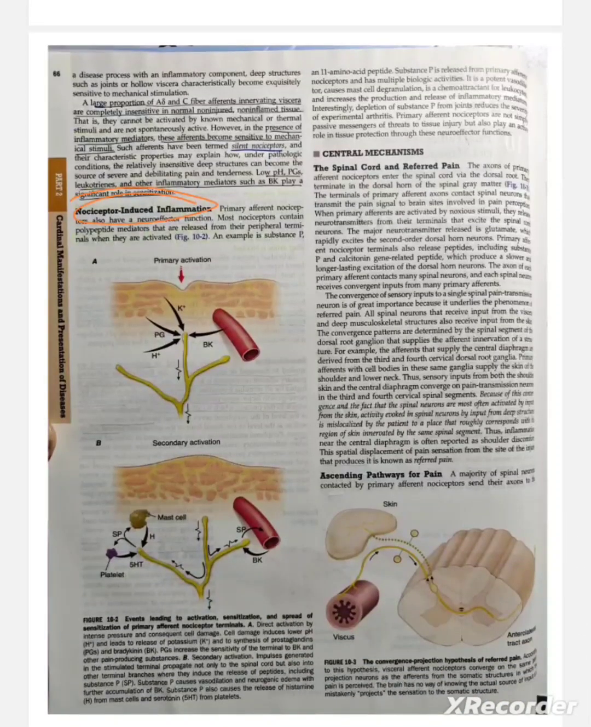If bradykinin and prostaglandin, which are secreted by the tissues due to inflammation, are present, they will cause a release of substance P from this nociceptor. This substance P will help to cause more inflammation. So the nerve ending secretes substance P, which causes more inflammation. This is called neuroeffector function. This is the main point of this paragraph.